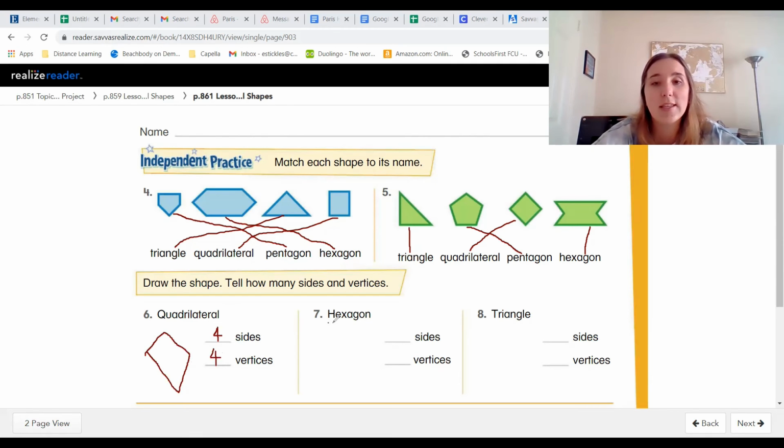I want you to draw a hexagon. Remember that has 6 sides and 6 vertices. So draw that shape, and then I'll come back and I'll draw mine and we'll double check. Okay, let's see. I'm going to draw 6 sides. So 1, 2, 3, 4, 5, 6. So I have 1, 2, 3, 4, 5, 6 sides and 1, 2, 3, 4, 5, 6 vertices. That is my hexagon. We're going to go down and do number 9 together.